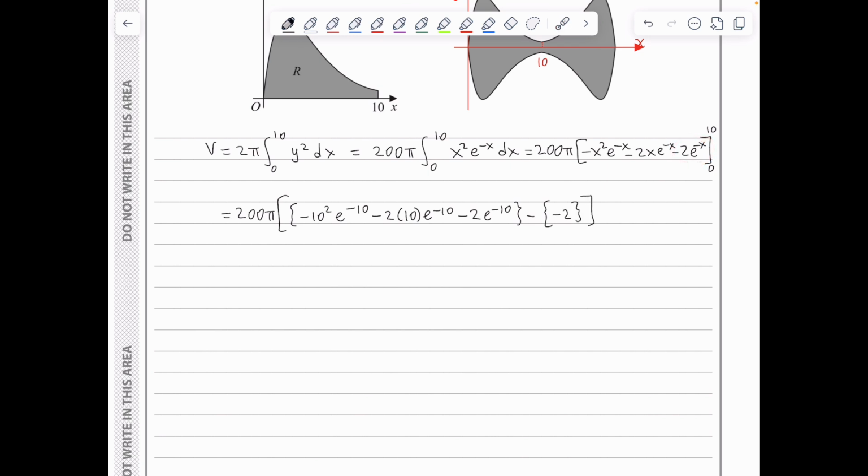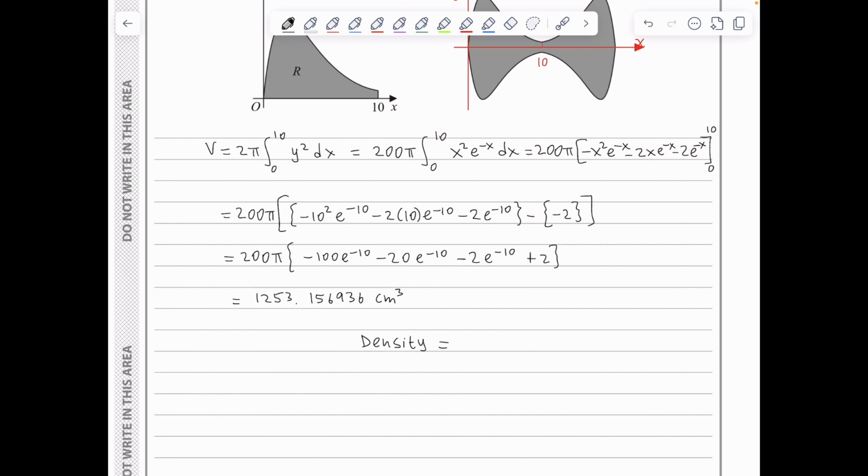Let's proceed in simplifying. We're looking at 200 pi times minus 100 e to the minus 10 minus 20 e to the minus 10 minus 2 e to the minus 10 plus 2, and all of this gives me a numerical answer of 1253.156936 cubic centimeters.